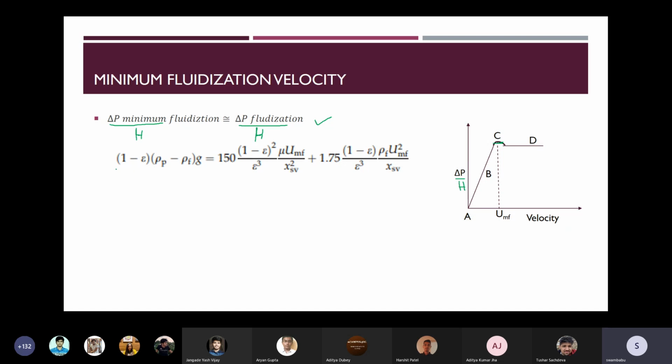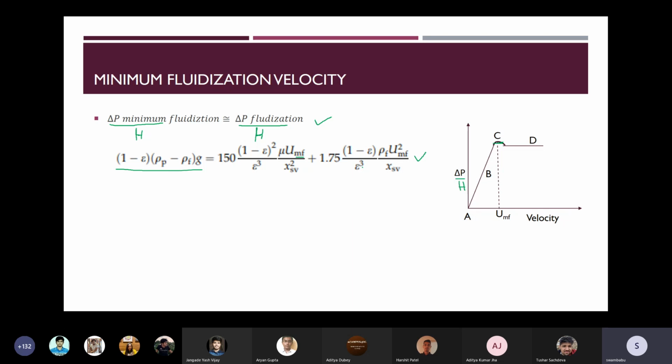This is the expression we got in the previous slide. The height is taken to the left hand side because this is delta P by H. So 1 minus epsilon into rho P minus rho F into g, and this is the Ergun equation I showed before. Here UMF is given because this is only valid at the minimum fluidization condition. This is the equation for the minimum fluidization condition.